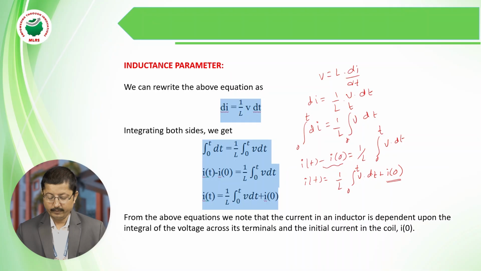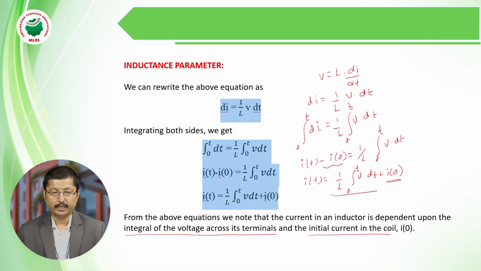From the above equations, we can note that the current in an inductor depends upon the integral of the voltage across its terminals. That is the first point. And it also depends on the initial current in the coil. So these are the voltage and current relations in an inductor.